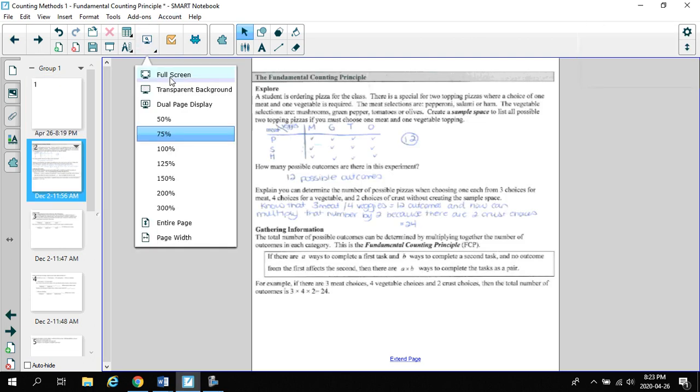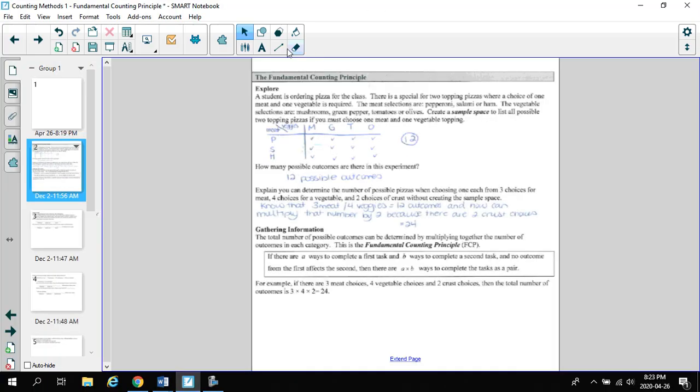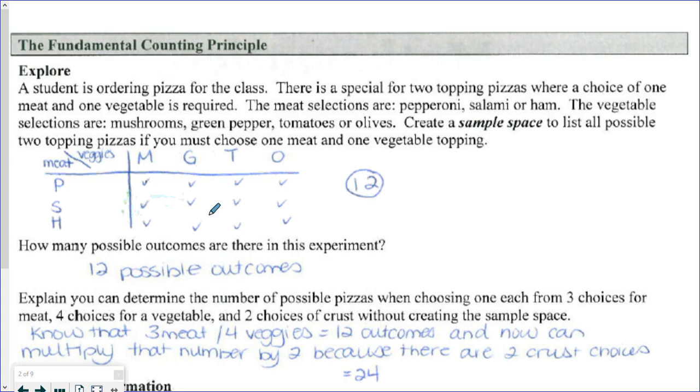What I did is I created a table. I could have listed pepperoni with mushroom, pepperoni with green pepper, pepperoni with tomatoes, pepperoni with olives, and then salami with each of them, and then ham with each of them. But I made a little chart as one way of organizing it. You probably did it the first way, and that's fine. Down my side I made pepperoni, salami, and ham, and across the top I had the vegetables: mushrooms, green peppers, tomatoes, or olives.